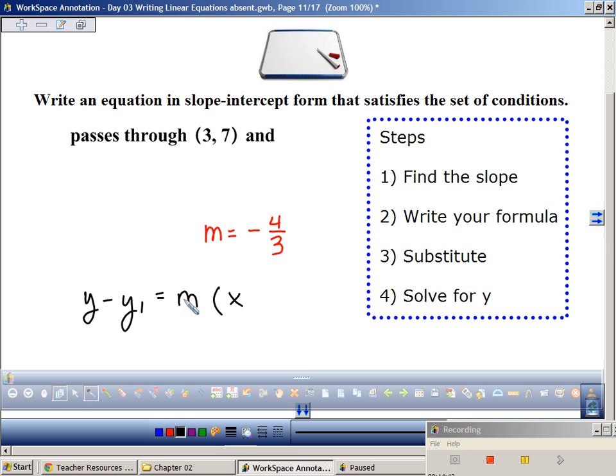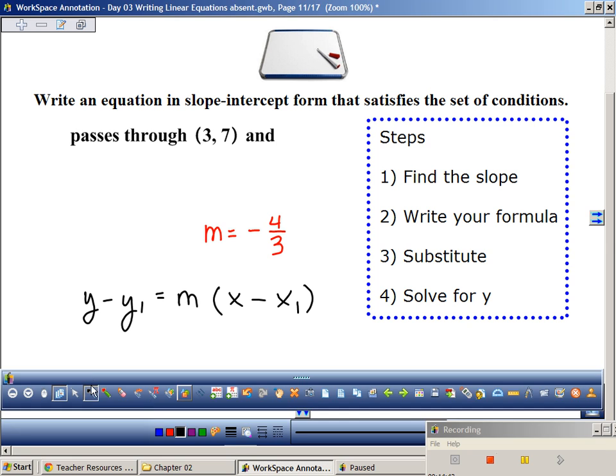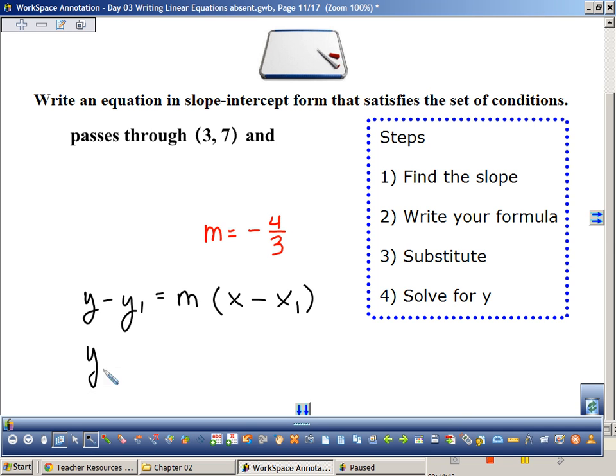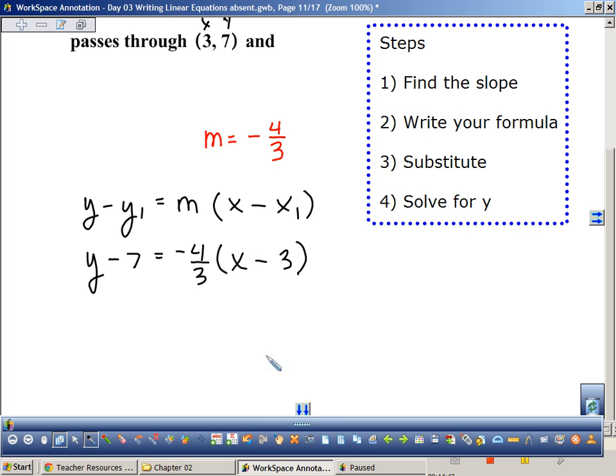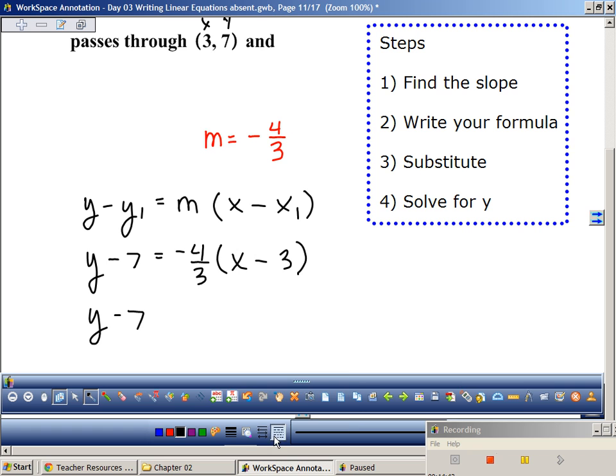All right, y minus y sub 1 equals m times x minus x sub 1. All right, y minus, what's my y value? 7 equals -4/3 times x minus, what's my x value? 3. Now I'm going to distribute. You guys like my pretty little line? Thank you. It works, right?